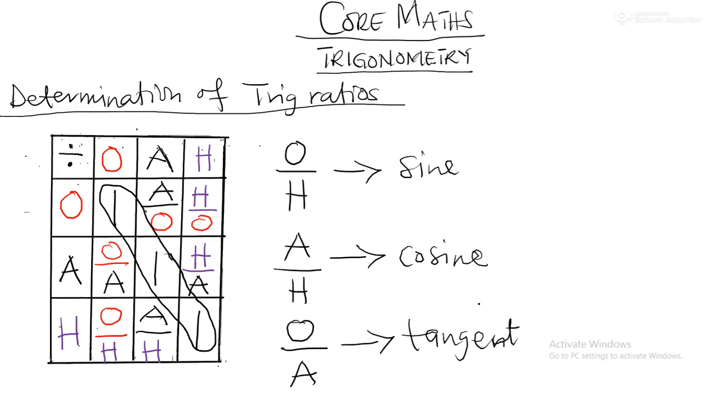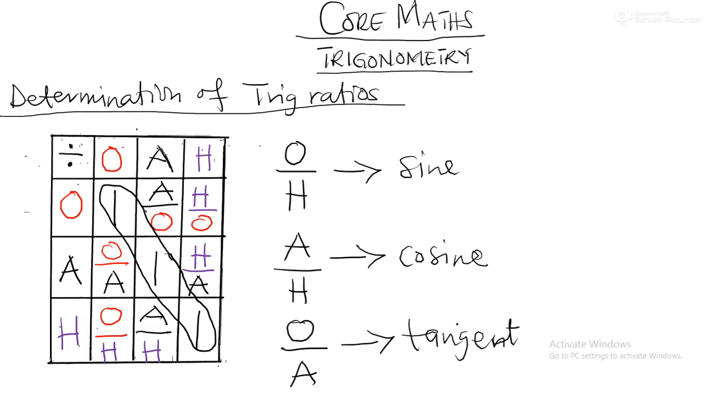Okay, tangent. So we have sine, cosine, tangent. These are the names of the basic trig ratios. When you divide the opposite by the hypotenuse, you get a trig ratio called what? Sine. When you divide the adjacent by the hypotenuse, you get a trig ratio called what? Cosine. When you divide the opposite by the adjacent, you get a trig ratio called what? Tangent. So these are the basic trig ratios: sine, cosine, tangent.